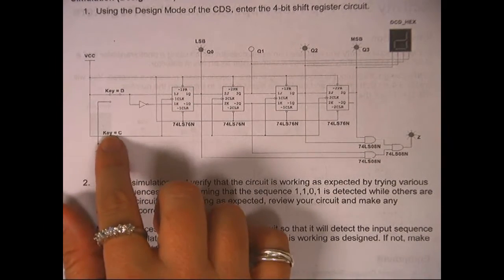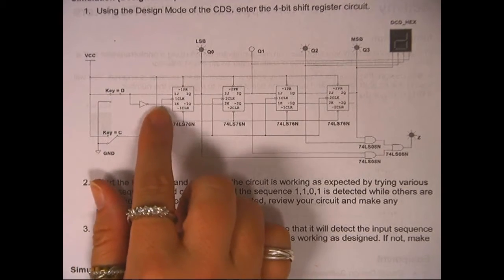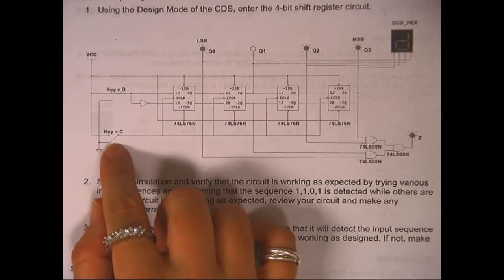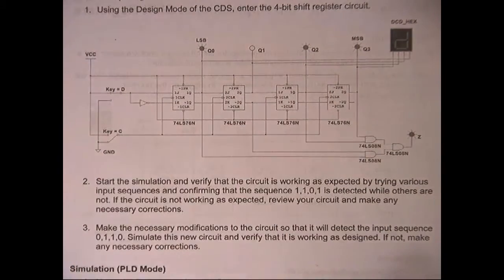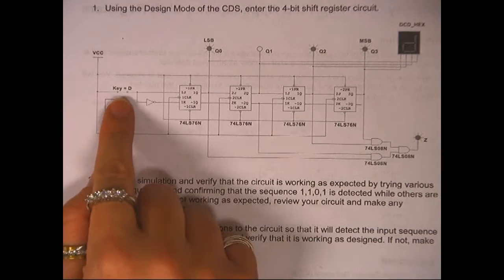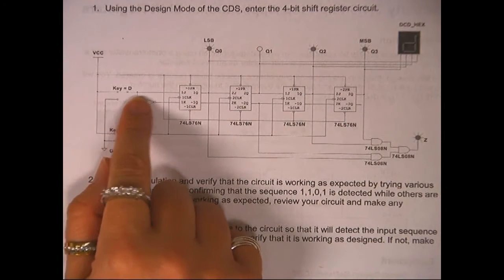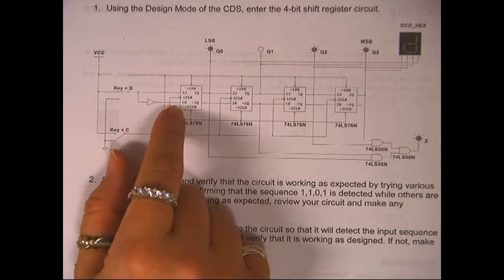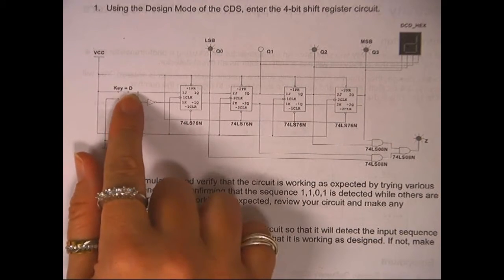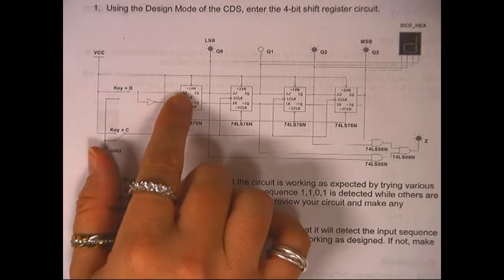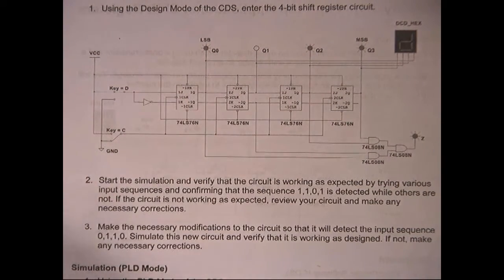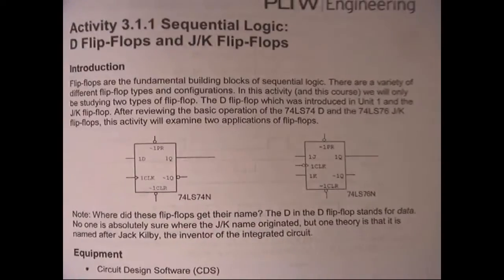If you follow this switch here, this one goes to the clock on each one. This switch right here is setting up the clock on all four of these. This other switch here is going to J, and it has an inverter that's going to K. So whatever this switch is, it's directly tied into J, and K is always going to be the opposite.